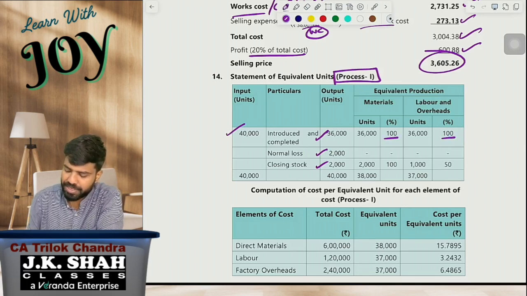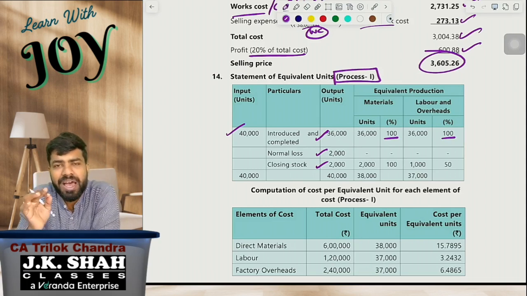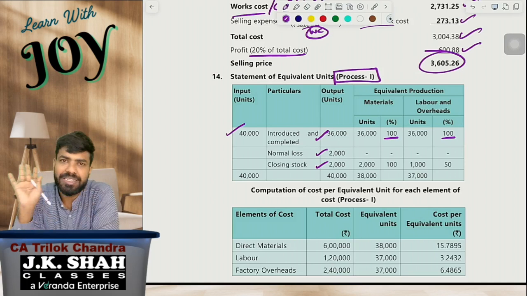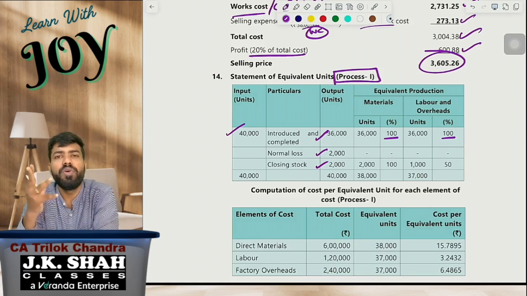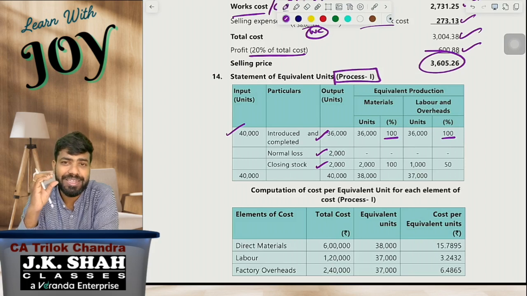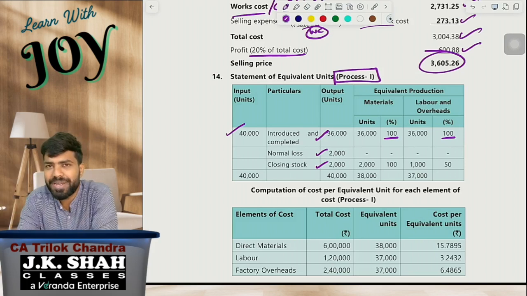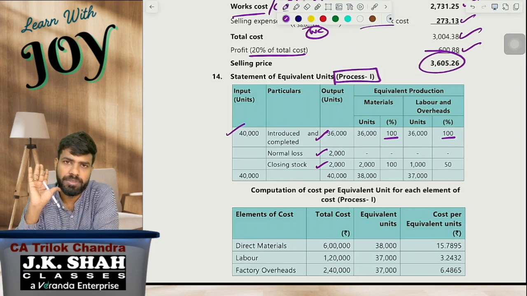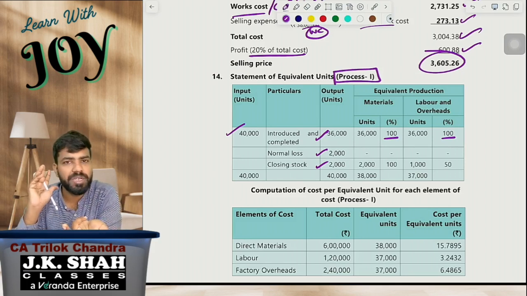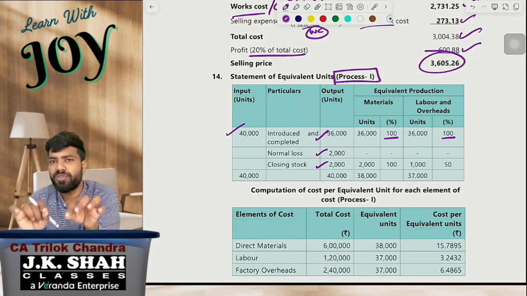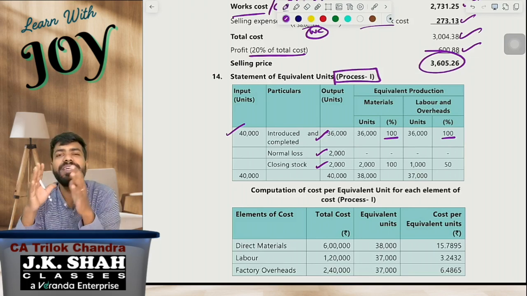Introduced and completed 36,000, 100% complete, 100% complete. I am discussing the percentage first. For normal loss, we are not going to write the percentages. In the question, we don't know at what percentage of completion they identified the loss. If it is not specified in the question, generally we'll assume it as 100%.